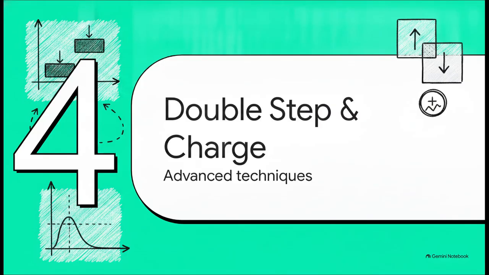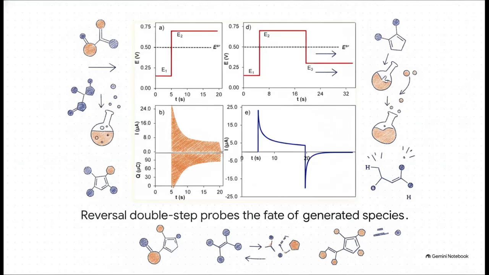Section 4. Double step in charge. Advanced techniques. So that single step gives us incredible data. But what happens if we make the experiment just a little more complex?